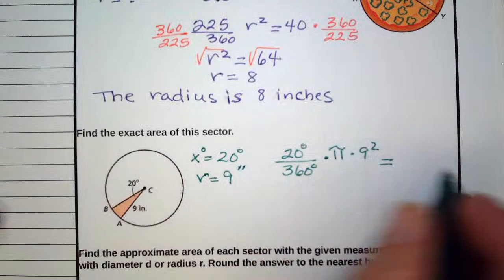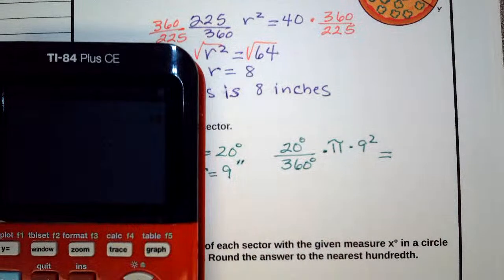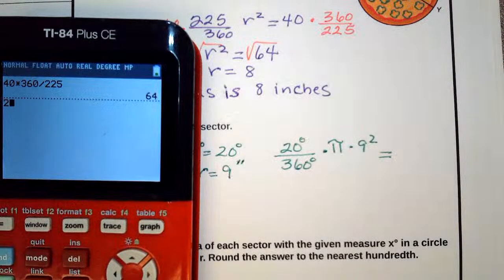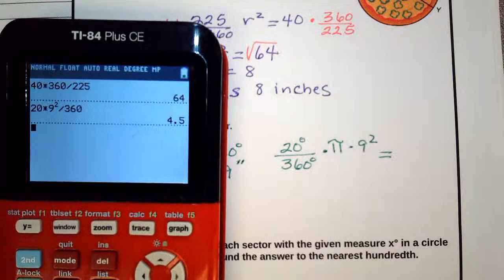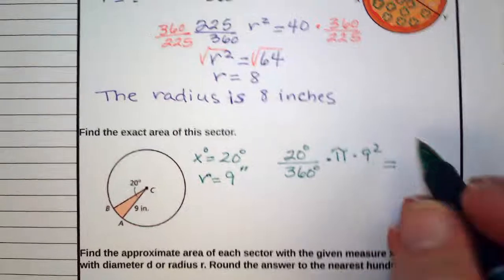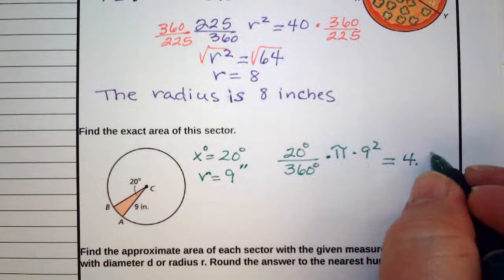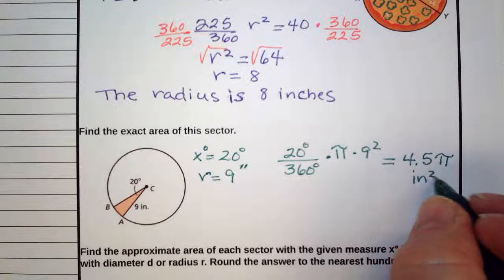Remember, I'm going to leave the pi out for right now. So I'm going to take 20 degrees times 9 squared, divide it by 360, and I get 4.5. So it's going to be equal to 4.5 pi, and that will be inches squared.